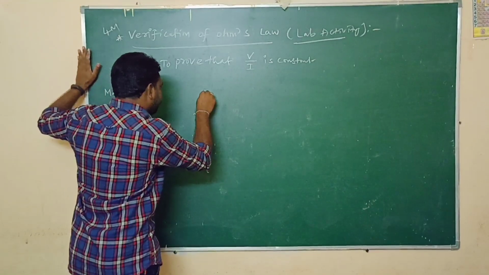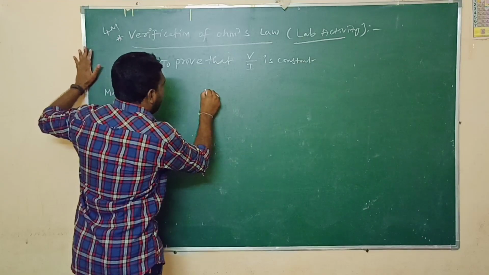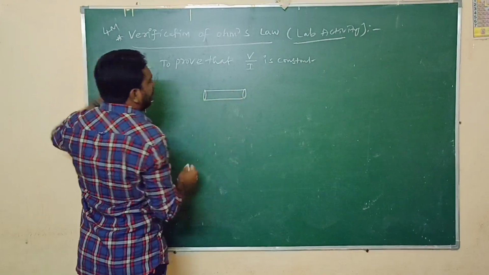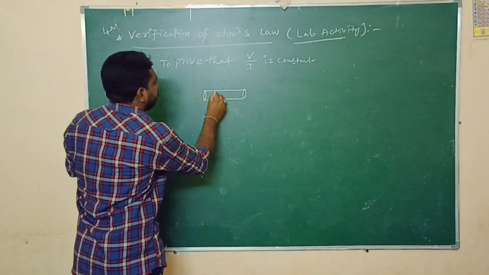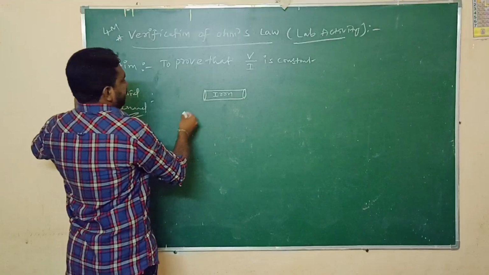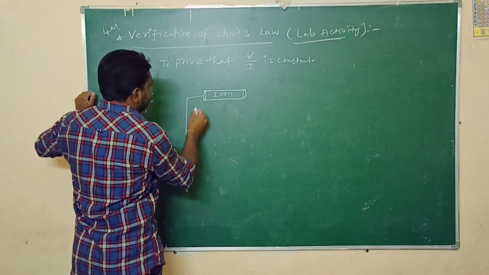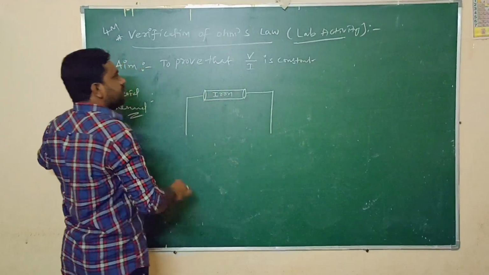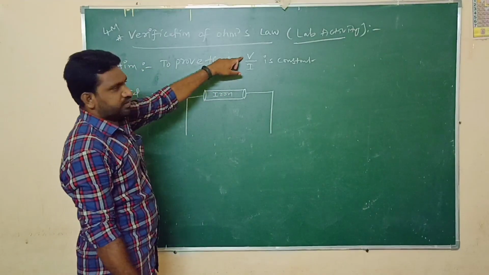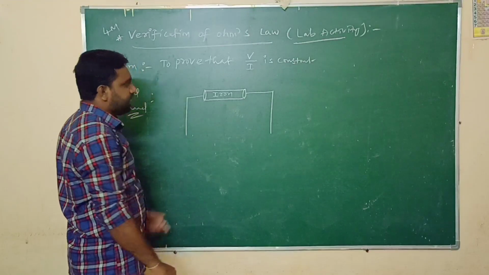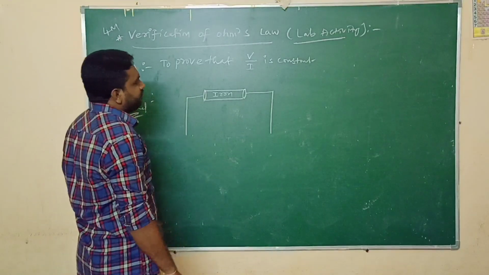First of all, we require one iron spoke, a small iron rod. Iron is a metal, so it is a conductor. Next, connecting wires, like copper wire. Next we need to measure the potential difference. Which instrument is used to measure the potential difference? Voltmeter. So we require a voltmeter.